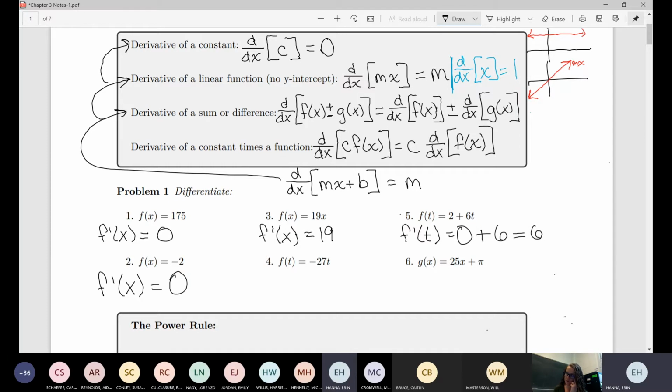Catch up to me, screen. One of my screens is caught up, the other one is not. Come on, buddy. There we go.